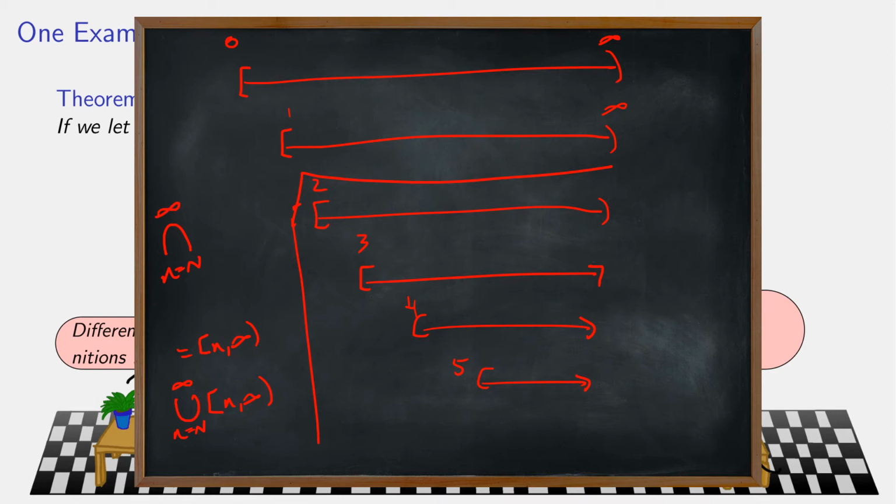Well, what happens when I intersect the interval from 2 to infinity with the interval from 3 to infinity? I just get the interval from 3 to infinity. But if I also intersected with 4 to infinity, I'd have 4 to infinity. And if I also intersected with 5 to infinity, and so forth. So what do you get if you intersect all of the intervals from n to infinity? You're going to get the empty set. There is no number that is in all of those things.